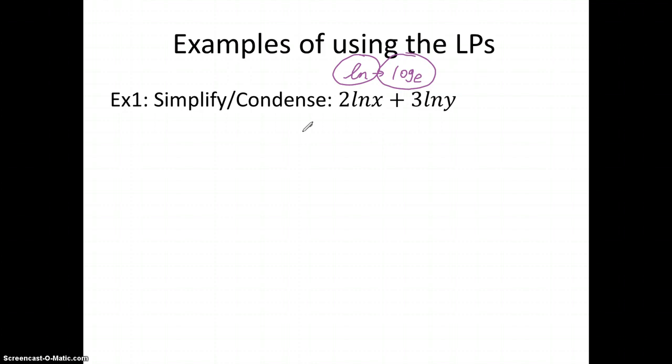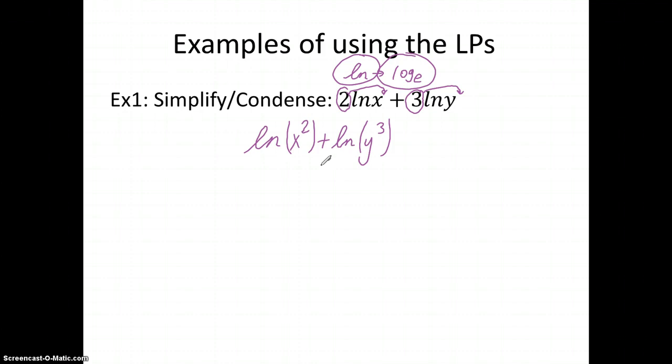So if you want, you can pause, go back to the list of properties, and see how these are going to take effect. So first of all, we've got 2ln x. Now, the last property I stated that you can have a power and bring it down. Well, you can also have something multiplied and bring it up to the power. So same thing here, we've got a 3 multiplied by the logarithm, we're going to bring it up to the power. So we're going to have ln of x squared plus ln of y cubed.